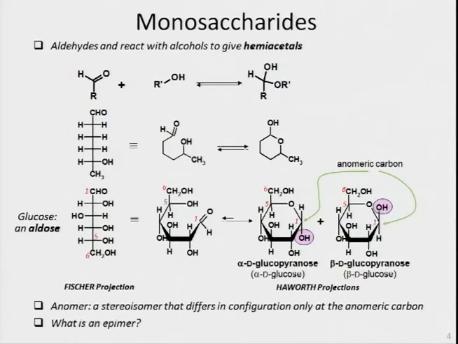Anybody know what this would be if this was OR double prime? Acetal, just a regular acetal. This is hemiacetal, hemi meaning half. So one of the oxygens is substituted with something, the other just has hydrogen. Okay, so these two can react to give the hemiacetal. And this reaction is completely reversible. So it can also dissociate back into its original aldehyde and alcohol components.